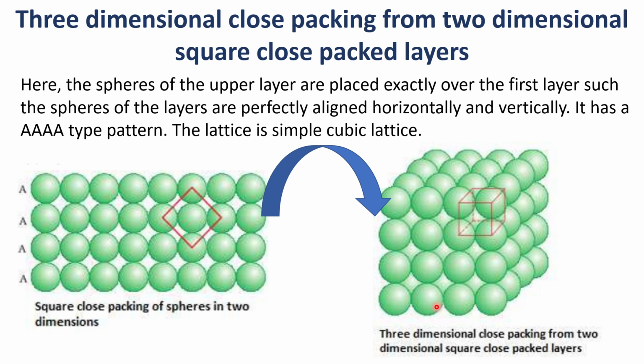There we saw that if the arrangement is such that exactly behind one molecule the other molecule is present, then this kind of square closed packing layers will be formed. So the type of pattern here is AA type, and the lattice is simply a cubic lattice.